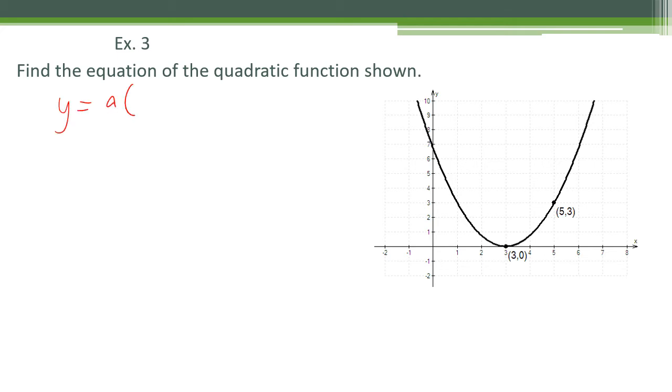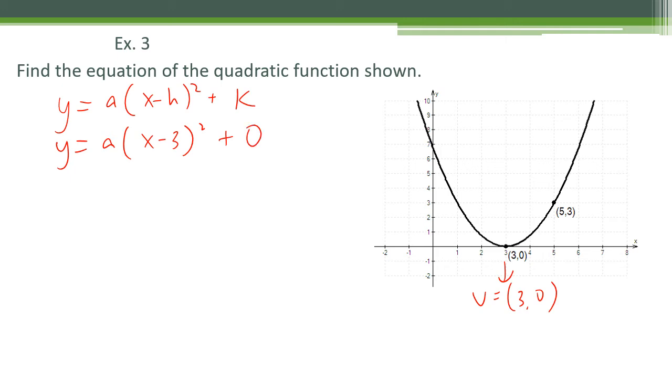Y equals, don't forget vertex form, a(x minus h) squared plus k. And we have the vertex. The vertex is 3, 0. So y equals a(x minus 3) squared plus 0. You're missing your a value, so you're going to have to sub a point in. Never, ever put the vertex into vertex form as your point. You can't put the vertex into vertex form, or put one of the factors into factored form. So you have to pick another point.